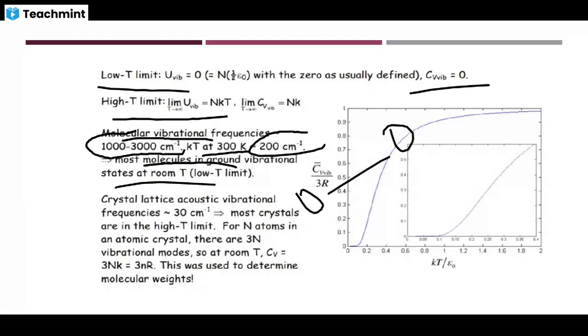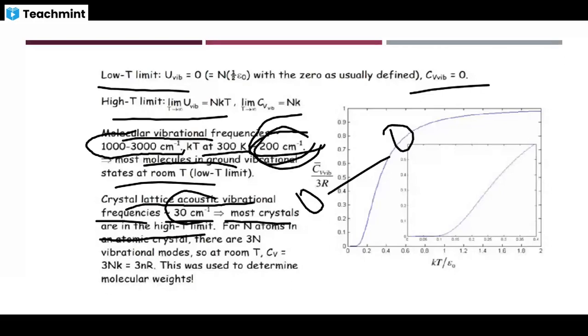Crystal lattice vibrational frequency is approximately 30 centimeter inverse. This is very much lower than the 200 centimeter inverse. So most crystals are in the high temperature limit, because the room temperature available energy is 200 centimeter inverse, and for the crystal vibration we only need 30. It means you can assume the high temperature limit.